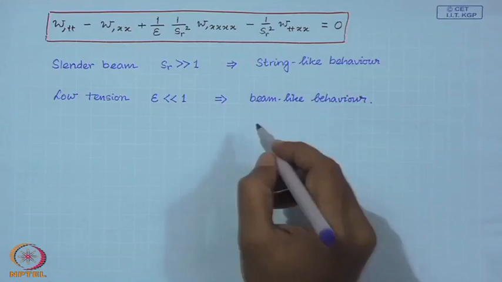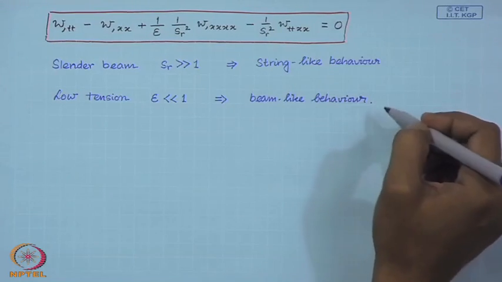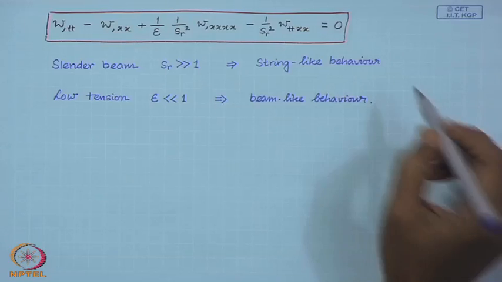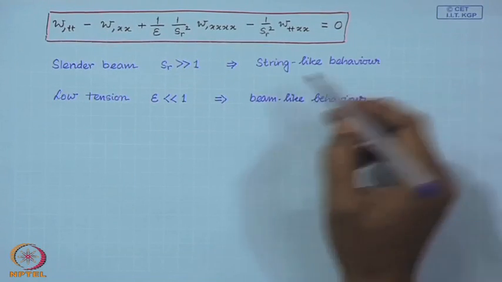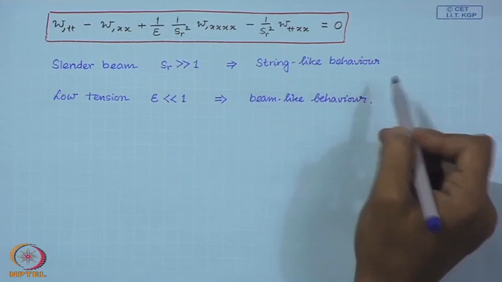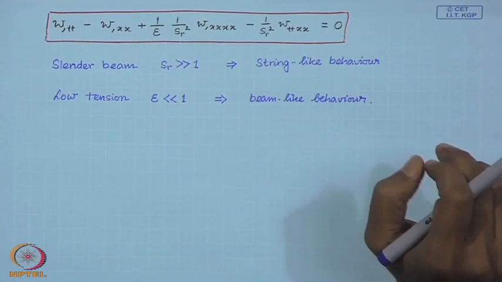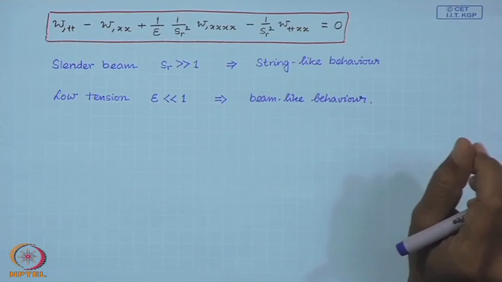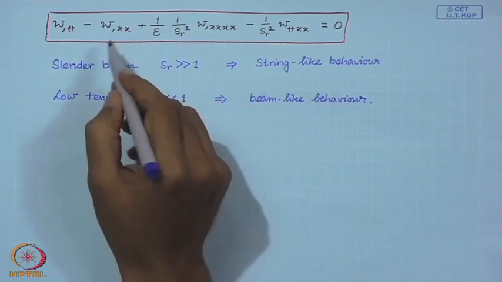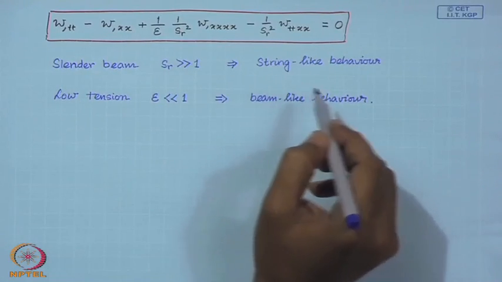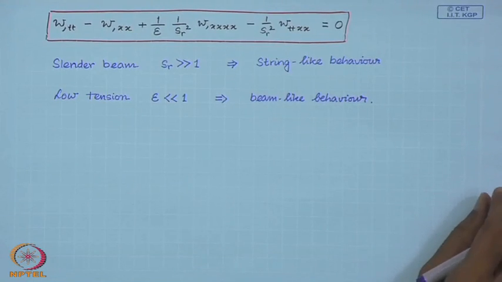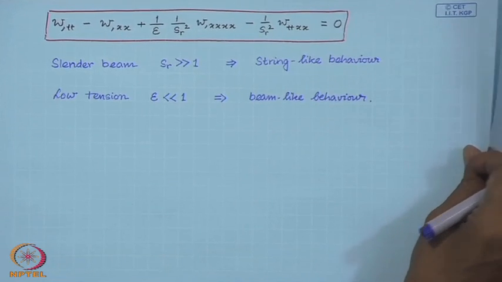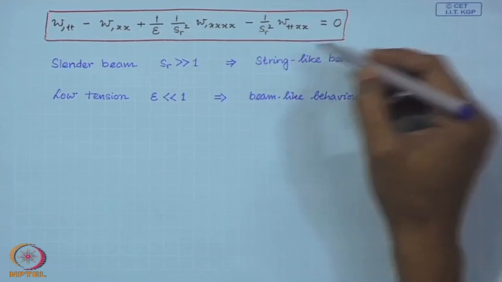So, this is precisely what we observe from this equation. Elements like the guitar string, which are extremely slender, even though they have sufficient bending stiffness, when they are subject to a large tension, the behavior is like a string. So, you can treat a guitar string under a tremendous amount of tension as a string. So, this is what we have observed.